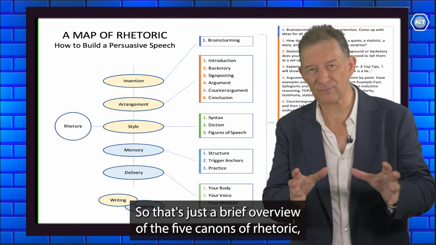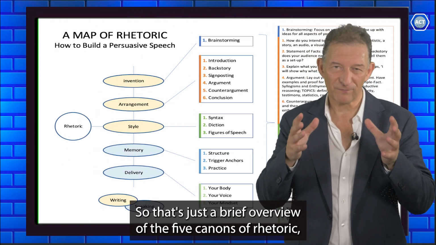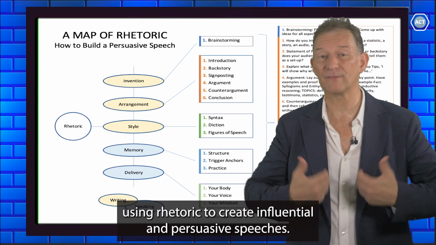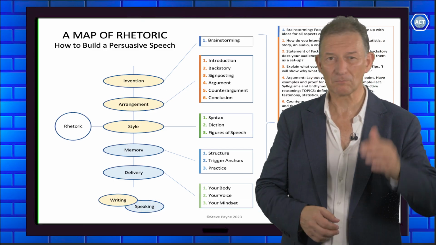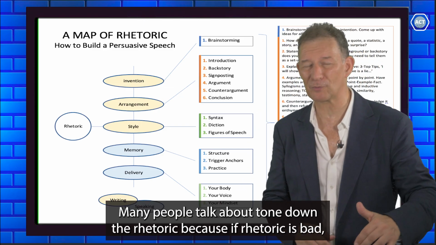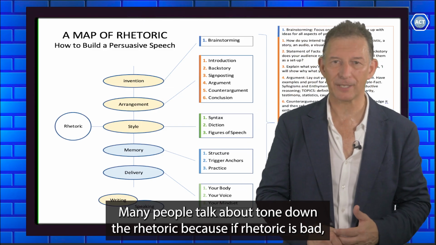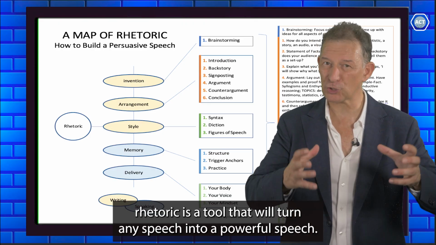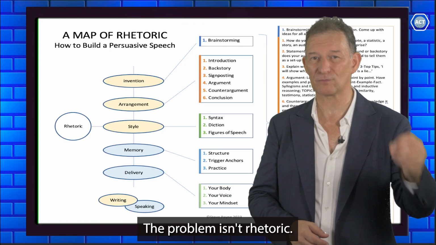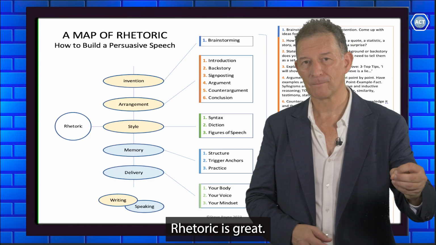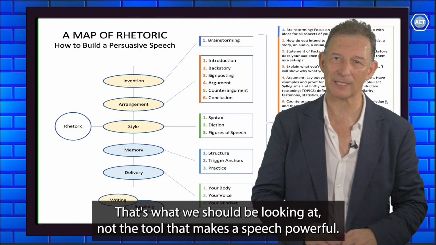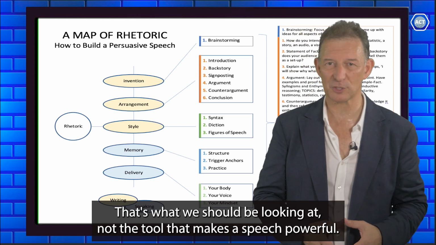So that's just a brief overview of the 5 canons of rhetoric and using rhetoric to create influential and persuasive speeches. Now, I want to debunk a myth here. Many people talk about tone down the rhetoric as if rhetoric is bad. Rhetoric is a tool that will turn any speech into a powerful speech. The problem isn't rhetoric. Rhetoric is great. The problem is the intention of the speaker. That's what we should be looking at, not the tool that makes a speech powerful.